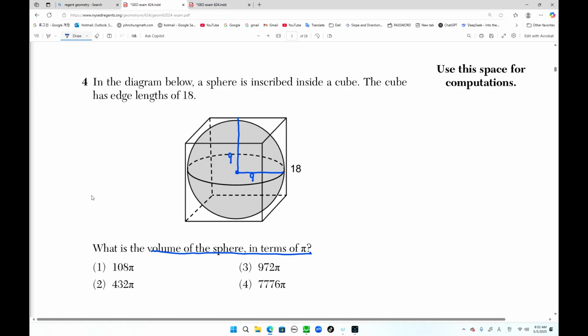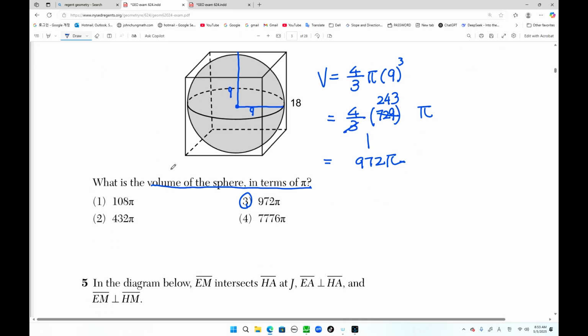So volume is what? 4/3 times pi times r cubed, which is 9 cubed. Okay, now let's find out this one. 4/3, I'm going to put pi over here. 9 cubed is what? 729, right? So when you simplify, 4/3 times 729 is 972, so that is actually 972 pi, okay? Option 3 is the answer.